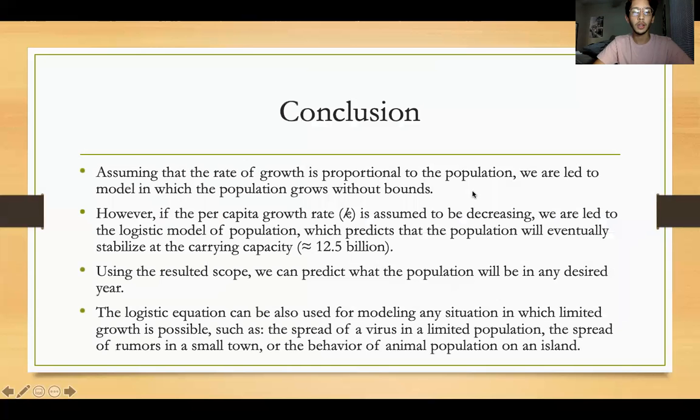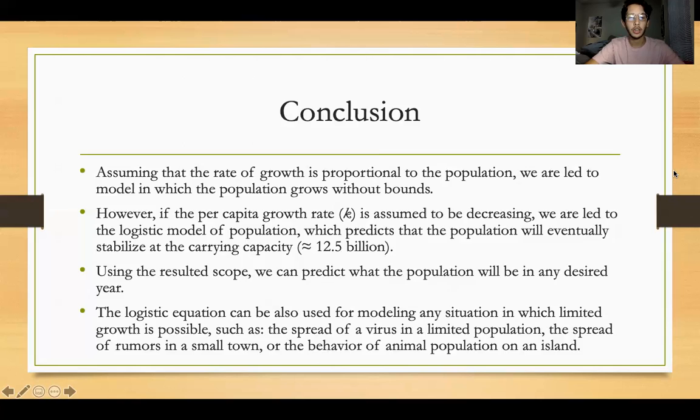So moving to the conclusion, if we assume that the rate of growth is proportional to the population, we're led to a model in which the population grows without bounds. However, if the per capita growth rate is assumed to be decreasing, as it is in this case, we're led to the logistic model of population, which predicts that the population will eventually stabilize at the carrying capacity, around 12.5 billion people.